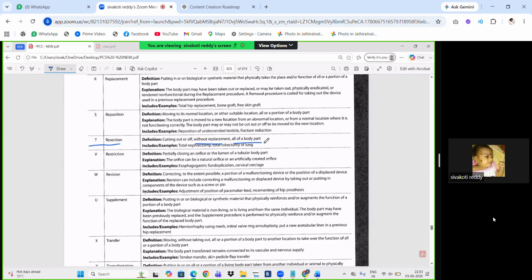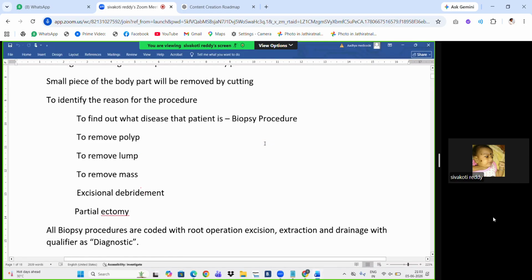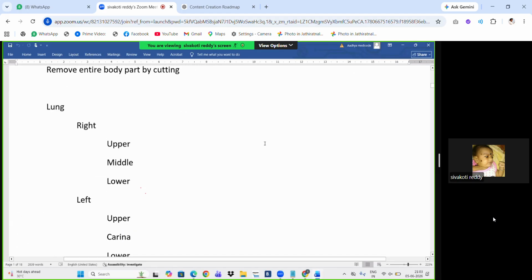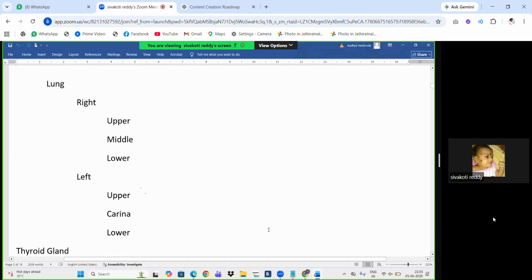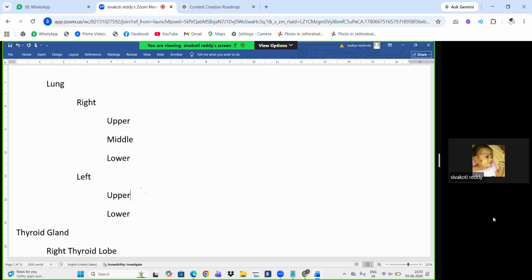Now, note down the resection headings, examples. So, if they remove a complete body part, the entire body part, or in the lung, if they remove a lobe also, it should be a resection. Like in the lung, if they remove the complete lung also, resection. If they remove a complete lobe in the lung or liver or thyroid, lobectomy also is considered as resection. Remember, okay? Lobectomy also considered as resection.